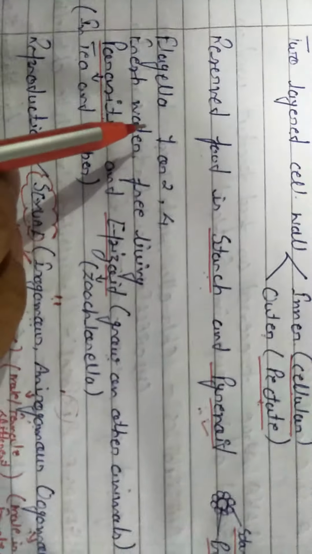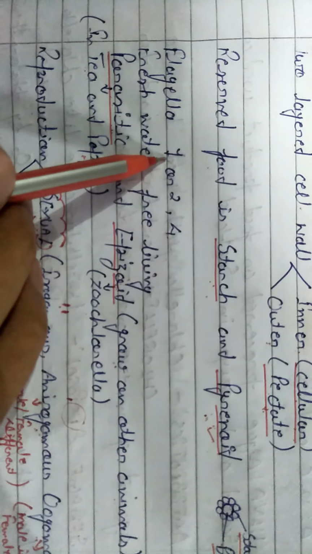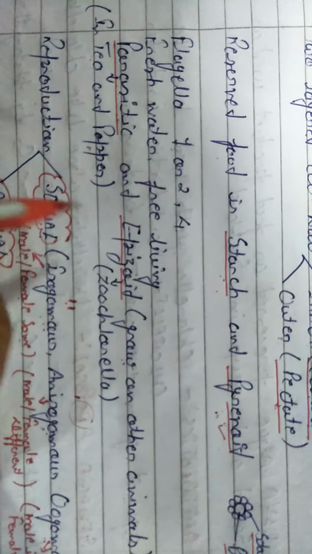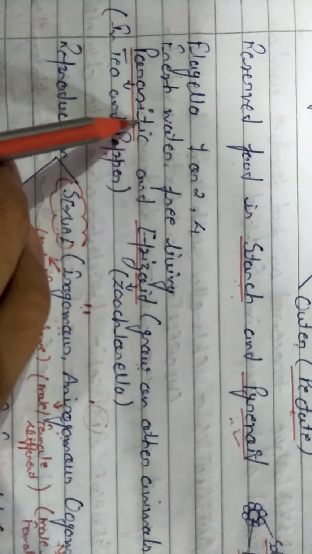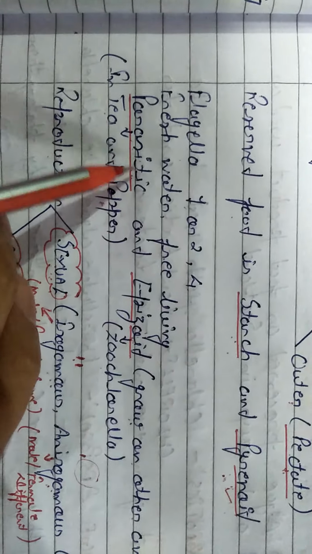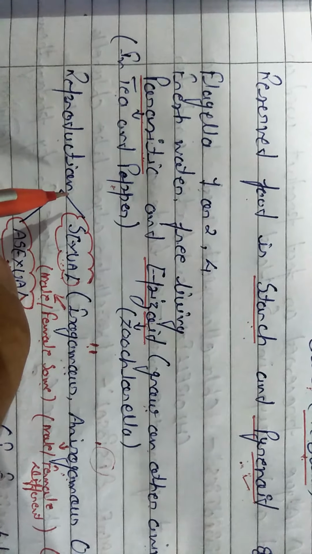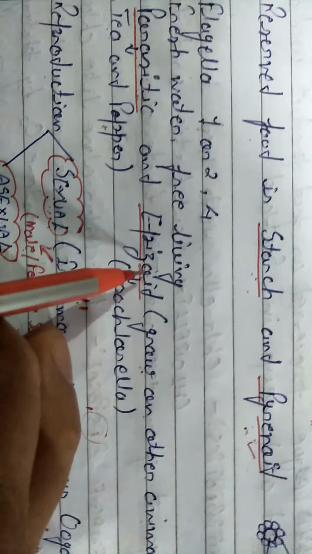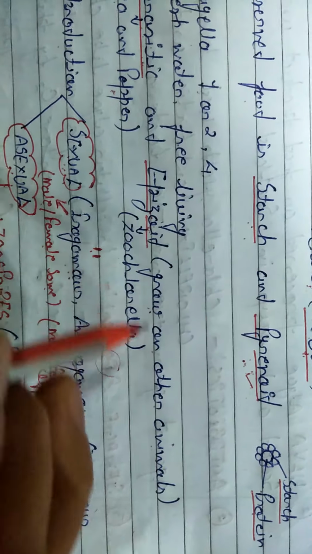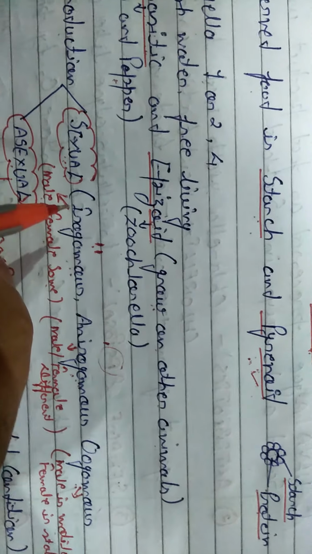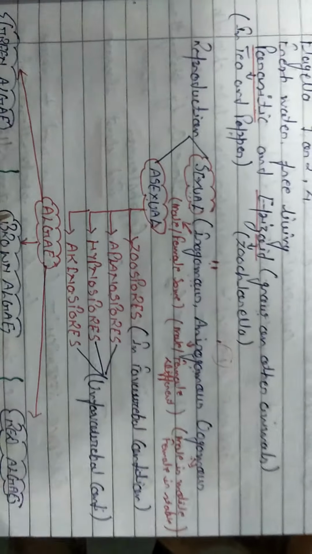Now, all types of green algae are flagellated. Some have two flagella, some have four. They are found in fresh water and are free living. Some act like a parasite. For example, they are found on tea leaves and pepper leaves. Some act like an epizoic. Epizoic means they grow on another animal's body. For example, Zooxanthellae.